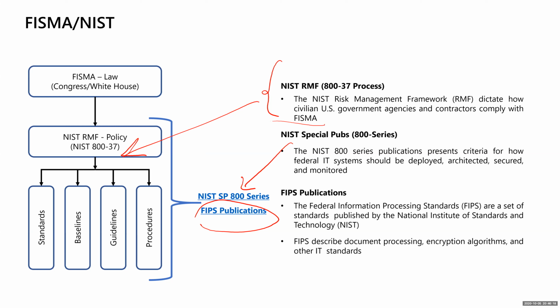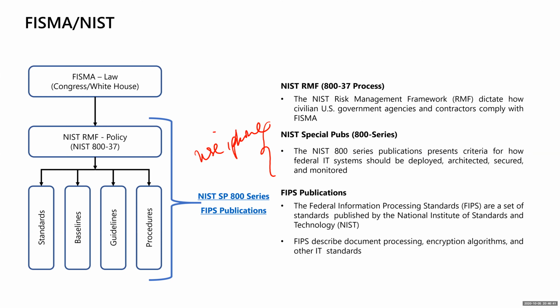The criteria for system deployment, architecture, security, and so on. The FIPS provide the standards. Let me give you an example, a very dumbed down example. The 800 series will say use an iPhone. And the FIPS will say only iPhone 11 or above is supported.